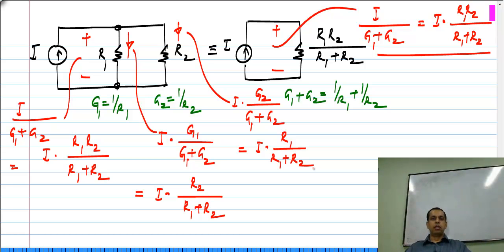Okay. Now, of course, this is again the familiar current divider formula. The voltage divides in proportion to resistances, the current divides in proportion to conductances. Okay. So, you see that in the voltage divider we had R1 by R1 plus R2, in the current divider we have G1 by G1 plus G2 in the expression for the current through G1.